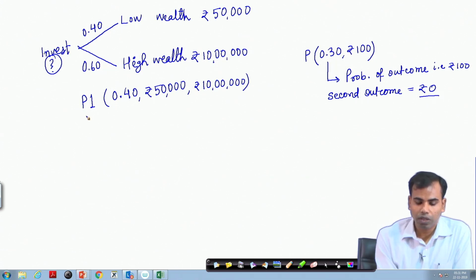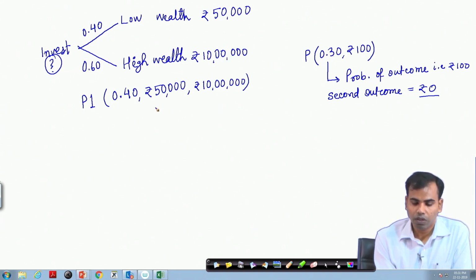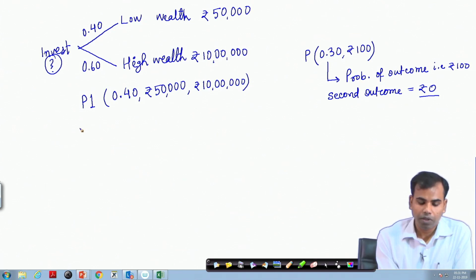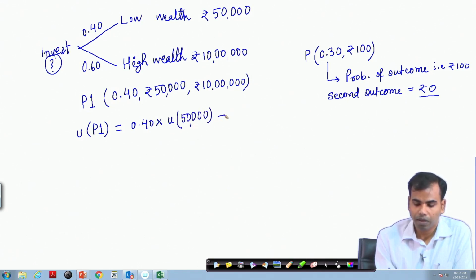Similarly, so coming back to P1, that is prospect 1, if you want to use the utility theory framework to explain what should be the utility derived from this choice, we can refer to the same approach where utility of prospect 1 will be 40% into utility of 50,000 plus 60% probability of utility of 10 lakh.